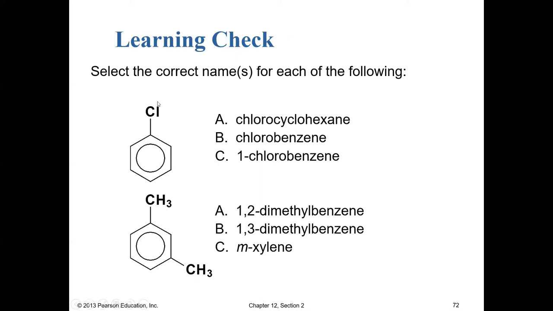So if I asked you what the correct name for this compound was with the Cl, this would just be a chlorobenzene. The other way of saying it is 1-chlorobenzene. I'll accept either name as correct, okay? So chlorobenzene, you could also call it 1-chlorobenzene. In this case, we have a CH3 group, and we have another CH3 group down here. This is at position 1, 2, 3. This technically would be a 1,3-dimethylbenzene, and this is also known as xylene in the meta arrangement.